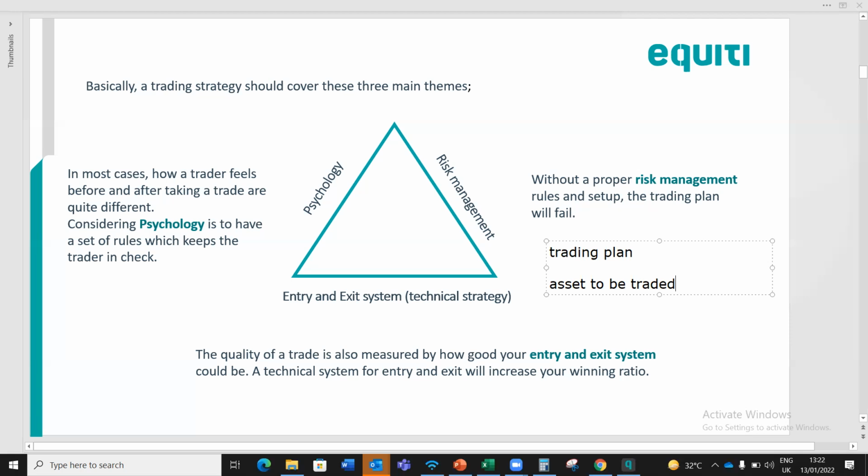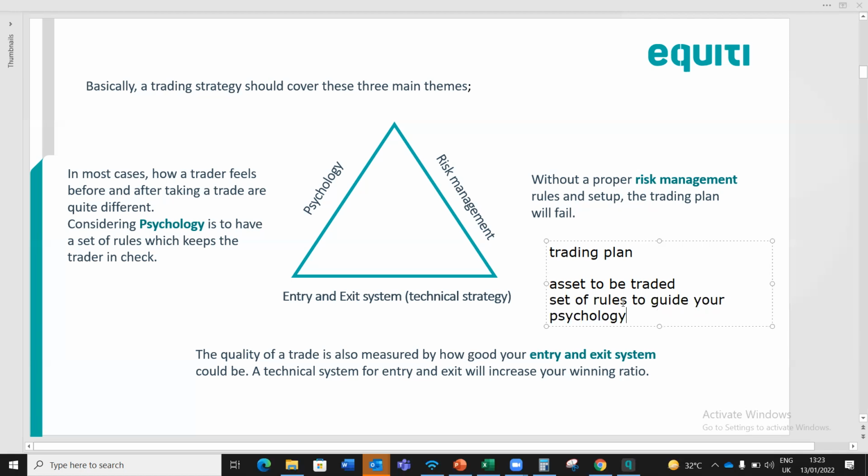So a trading plan, it's more like a journal. Sometimes we call it a trade journal. In that journal, you're going to jot down: these are the assets that I am trading. I have 10 assets that I have studied, I have understood, and they are the ones I am going to be trading. And then also your set of rules to guide your psychology.